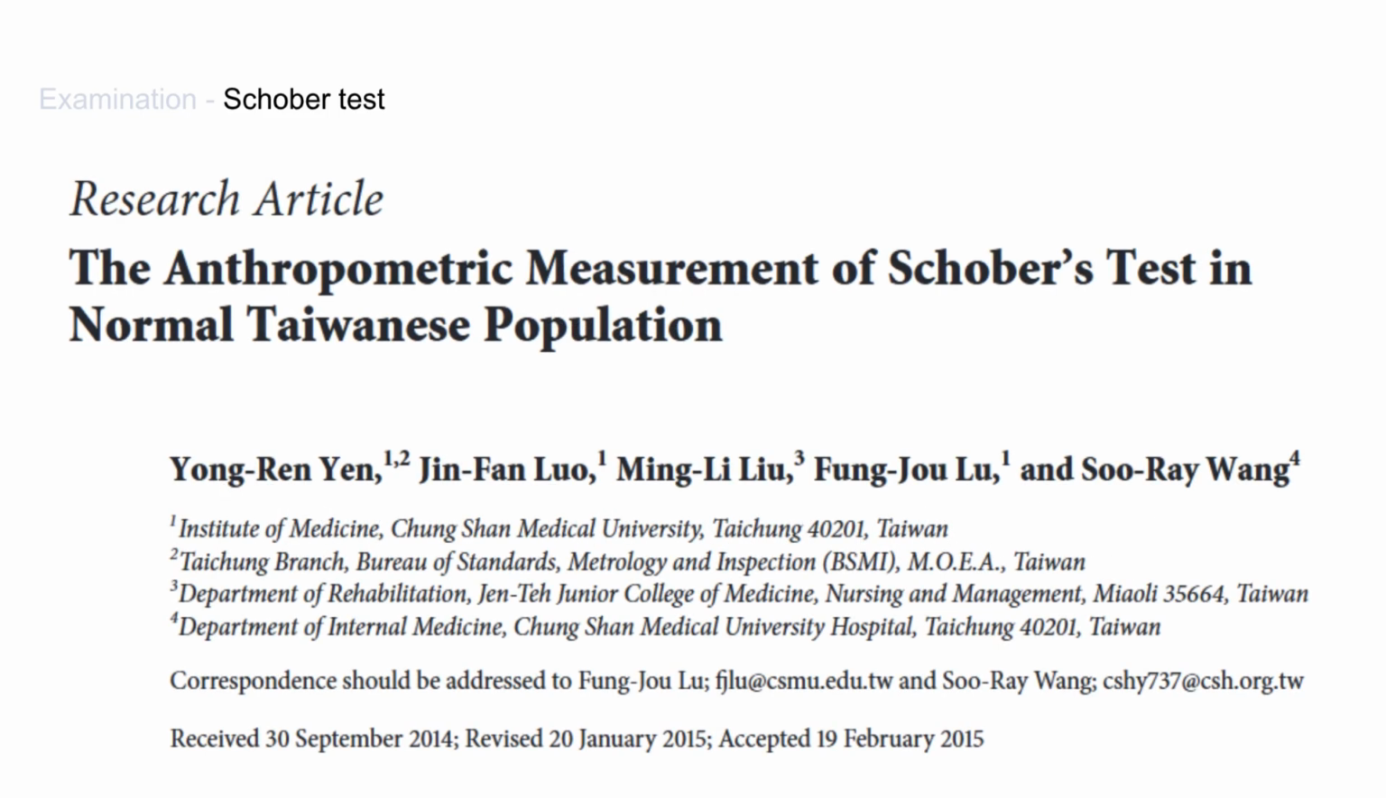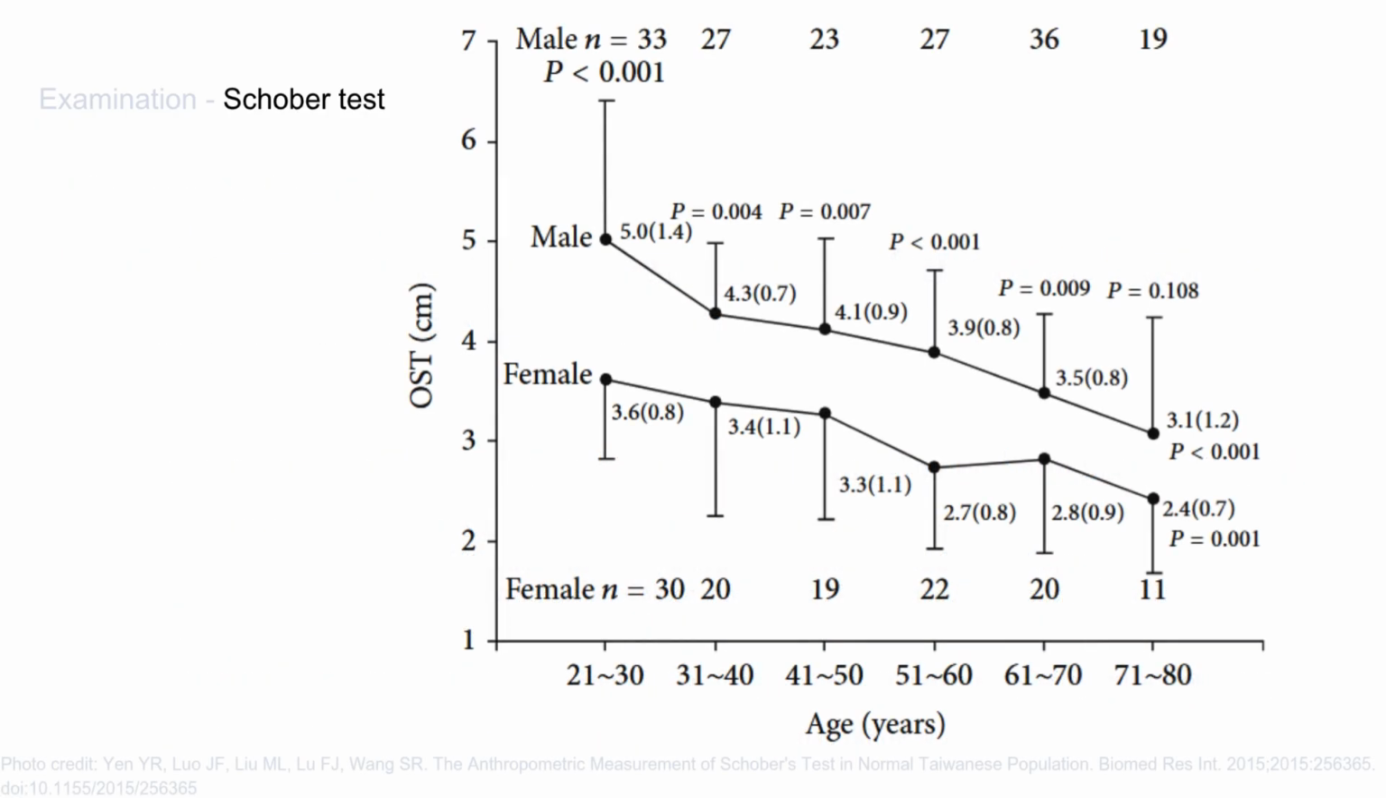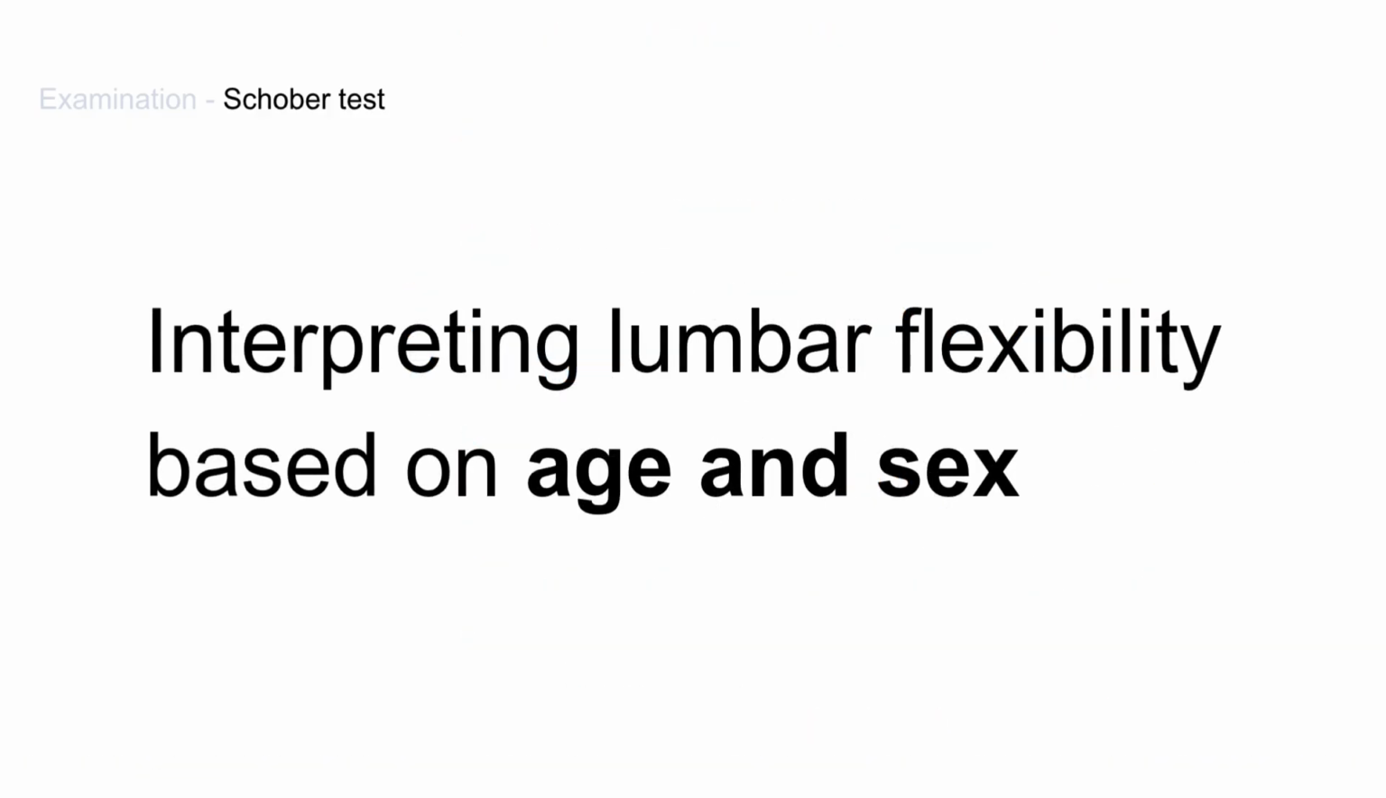However, a Taiwanese study screening healthy individuals revealed a significant age-related decline in mobility, as measured by the Schober test. Among males, the average increase decreased from 5 centimeters in the 21 to 30 age group to 3.1 centimeters in the 71 to 80 age group. For females, it dropped from 3.6 centimeters to 2.4 centimeters. These findings underscore the importance of interpreting lumbar flexibility based on age and sex.